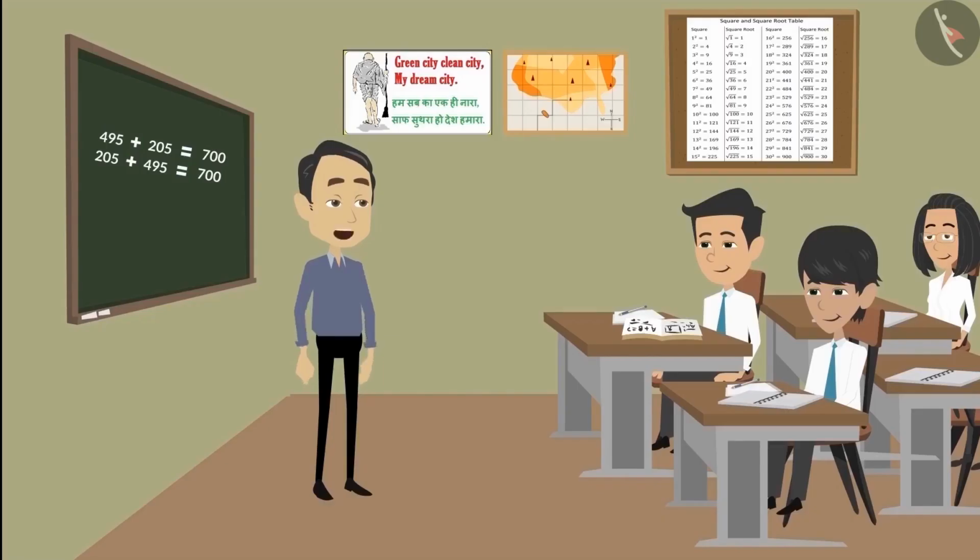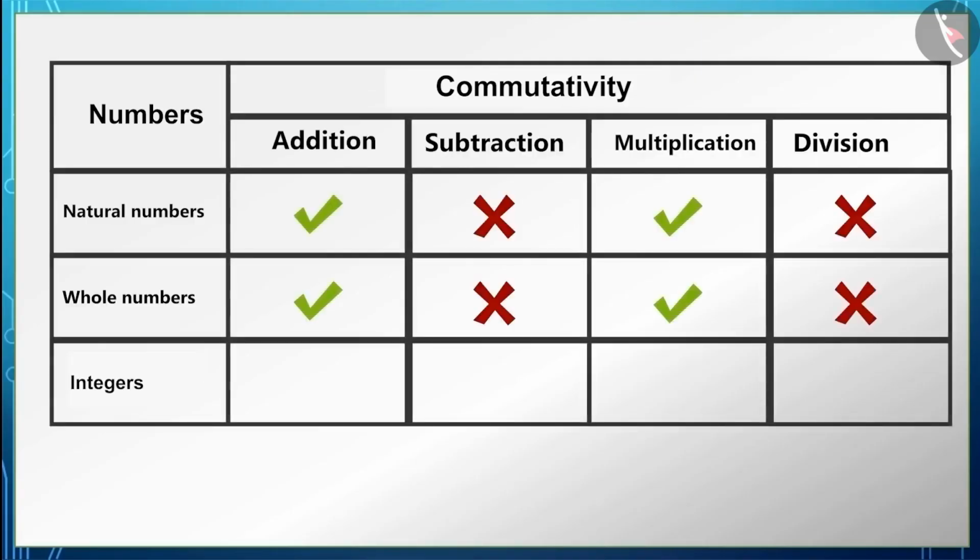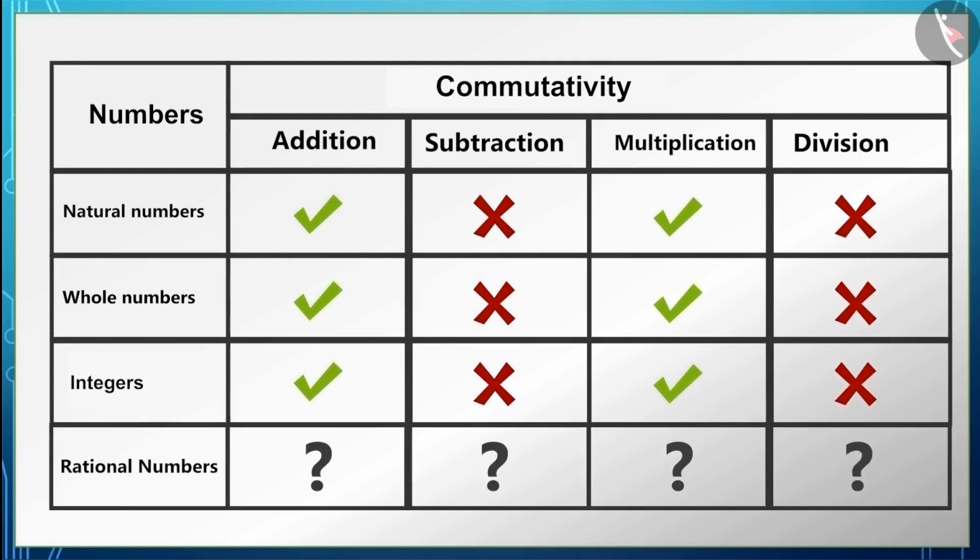You are right, Sohan. In the last class, we learned about the commutative property of natural numbers, whole numbers, and integers. Now let's discuss the commutative property of rational numbers.